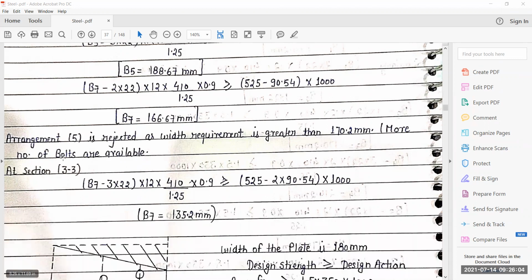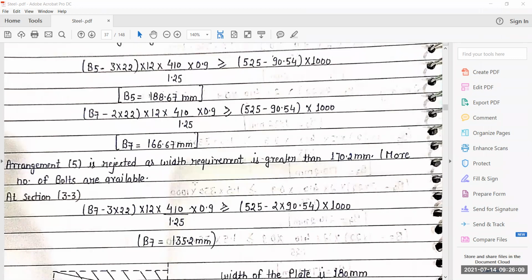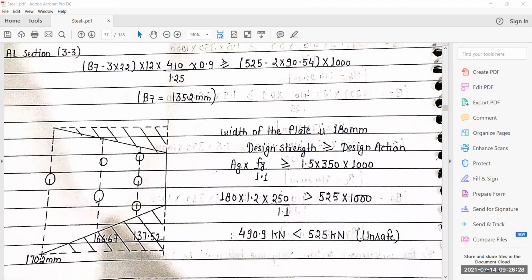At section 3.3, you see section 3. Sections 1.1, 2.2 and 3.3. At section 3.3, B7 minus 3 into 2 into 12 into 410 upon 1.25 into 0.9 is less than or equal to 525 minus 2 into 90.54, into 1000, so B7 equals 135.2.